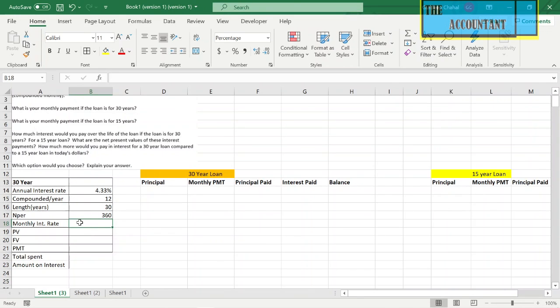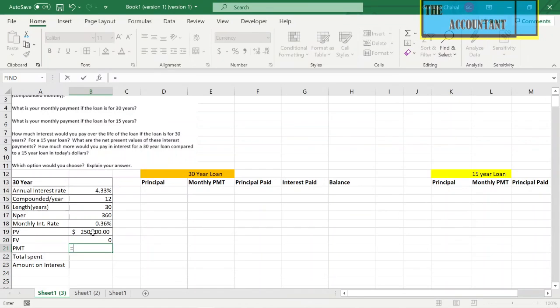Now the monthly interest rate is necessary because this is compounded monthly. So in order to calculate the payments, we're going to need to divide this by the number of times it's compounded, which will give us a monthly rate of 0.36%. So the present value of the loan is $250,000 and the future value is 0.